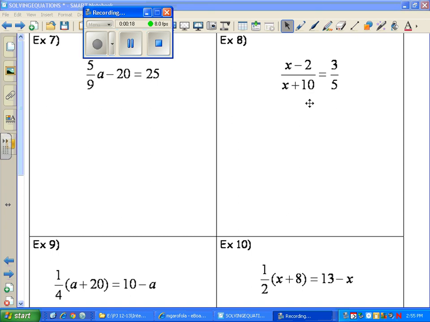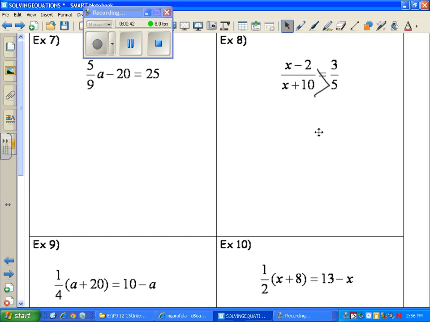So in example 8, we have the equation (x minus 2) over (x plus 10) is equal to 3/5. You might remember from class that this equation is set up as a proportion. It's saying that one fraction is equal to another, or one ratio is equal to another. All proportions have cross products that are equal to one another. So the best method, I think, for solving a problem like this would be to use the cross products and solve for x.